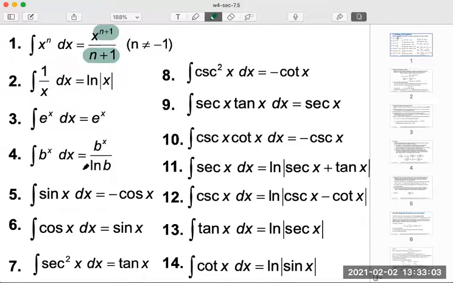Okay. When b is equal to e, what do we have here? This guy becomes e to the x, right? And the denominator is the natural log of e, which is 1. Makes sense, okay?